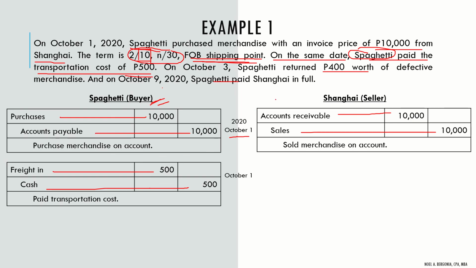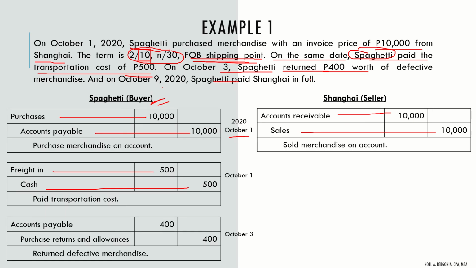The next date is on October 3, which is Spaghetti returned 400 worth of merchandise. So, nagkaroon ng return si Spaghetti. So, on the part of Spaghetti, nung nag-return siya, kaltas utang yon. So, debit accounts payable, no? Since on account yung purchase natin kanina, and we credit purchase returns and allowances amounting to 400 pesos.